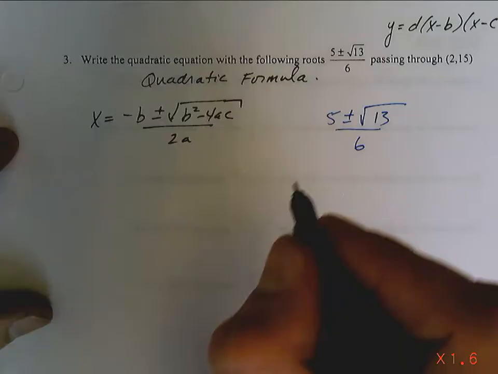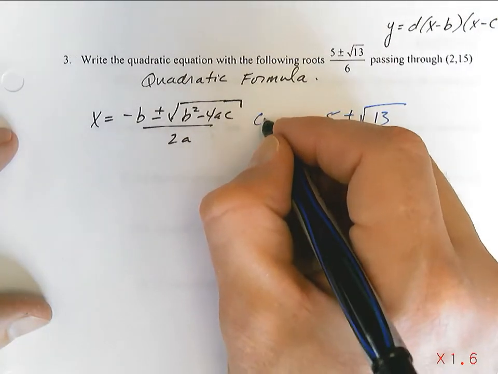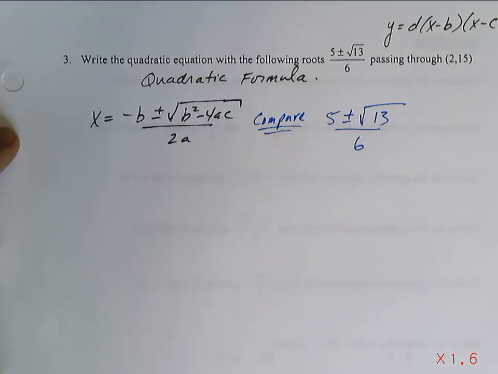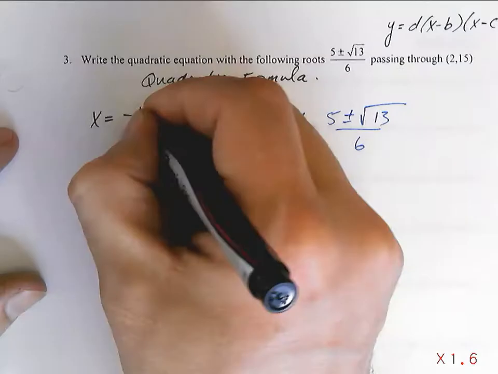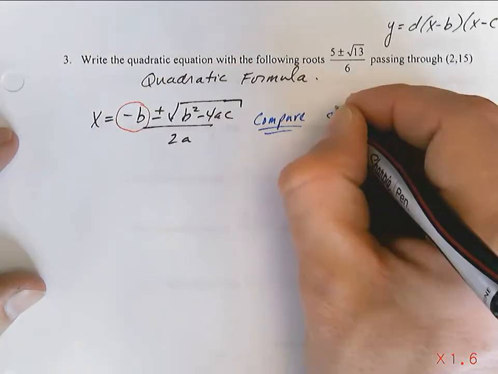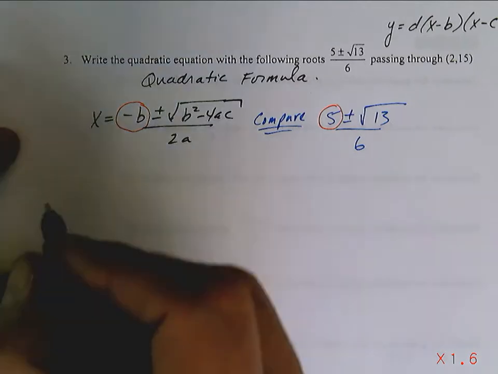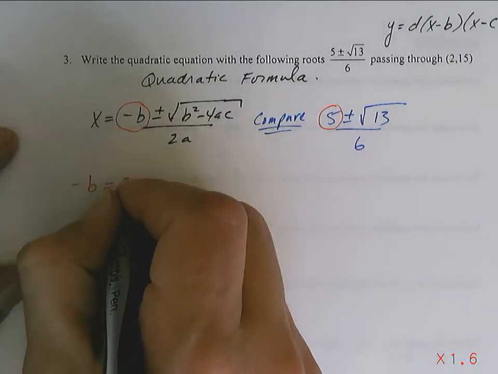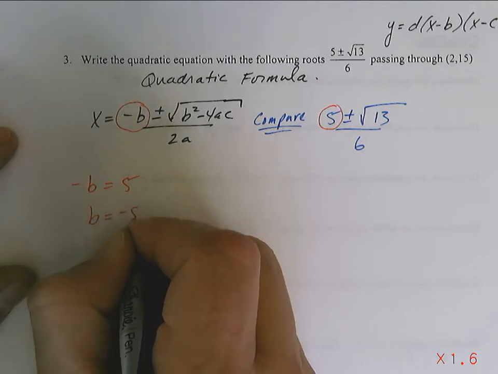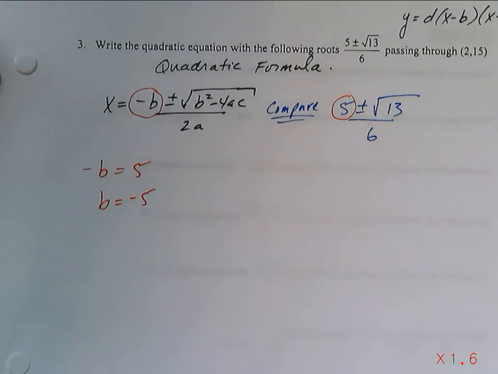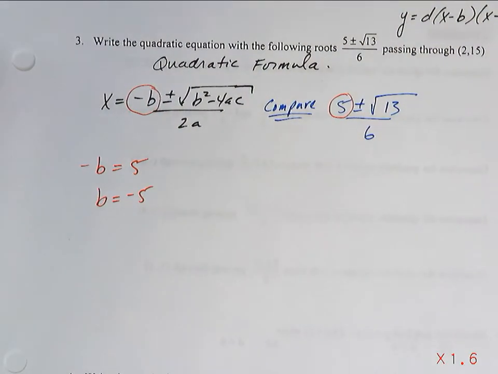Now, math is all about patterns. Let's compare these two. Let's see if we can see anything that sort of matches up. I kind of see something. I'm seeing a negative b is sitting here with the 5. Do you agree? So I'm thinking that negative b equals 5, so b equals negative 5. I think that's my first information that I've pulled out for this. What do you think?